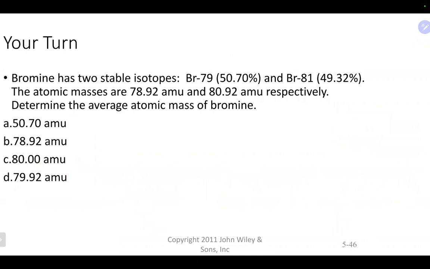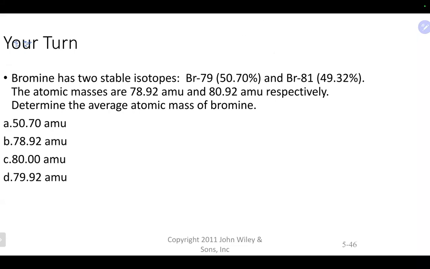Bromine has 2 stable isotopes, bromine 79, which is 50.70% abundant, and bromine 81, which is 49.32% abundant. The atomic masses of each of those isotopes are 78.92 and 80.92. Determine the average atomic mass of bromine. So take a moment or two and see what you come up with. Okay, let's take a look.